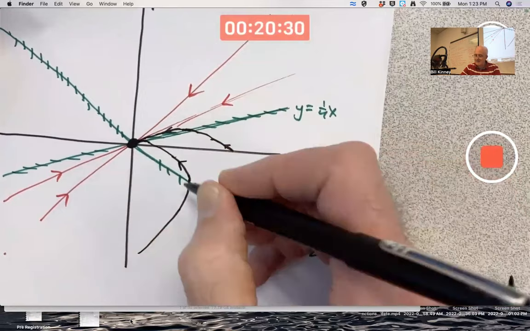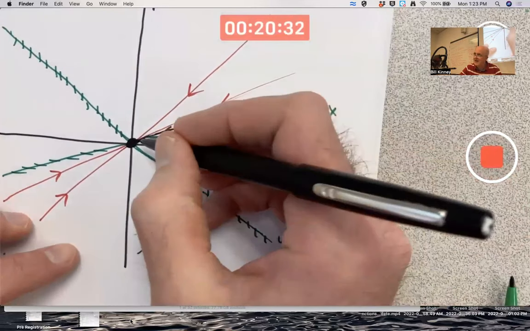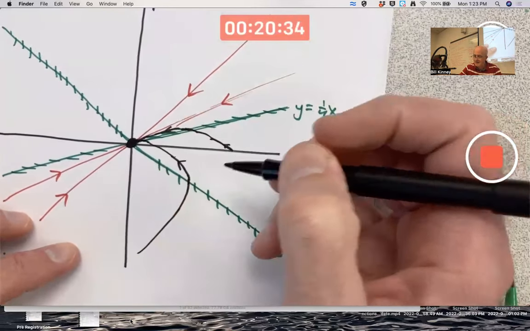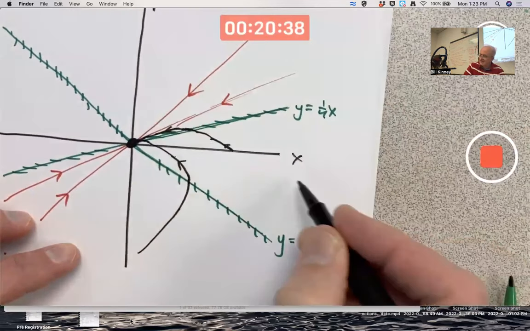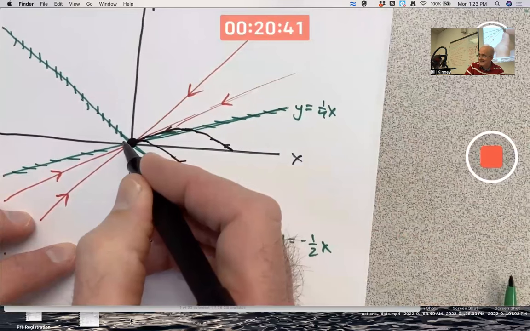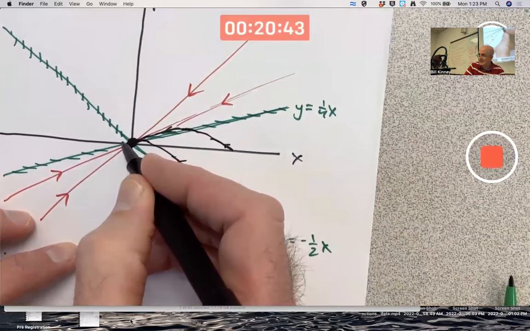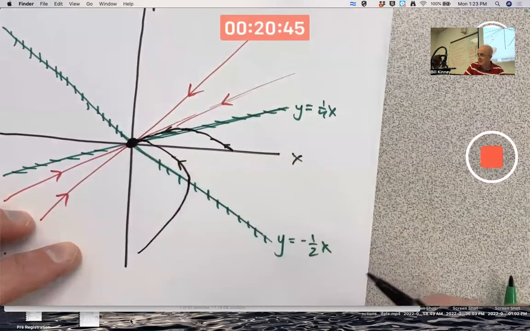I know it's got to cross that other nullcline, because if it didn't, if it just stayed in this region here, there'd have to be another straight line solution in there, and there's not. Because these solutions end up being tangent to straight line solutions.